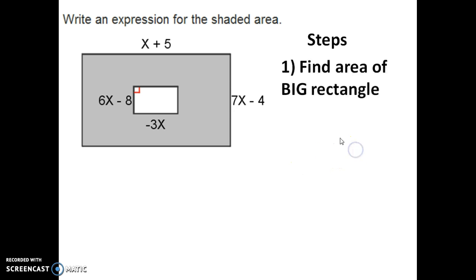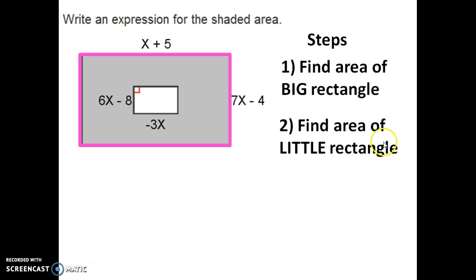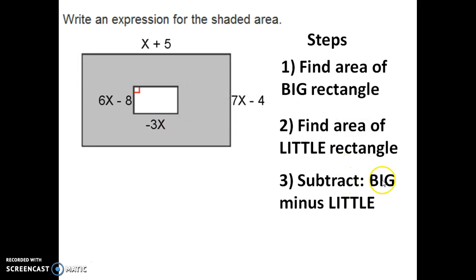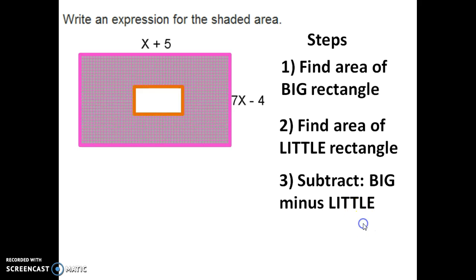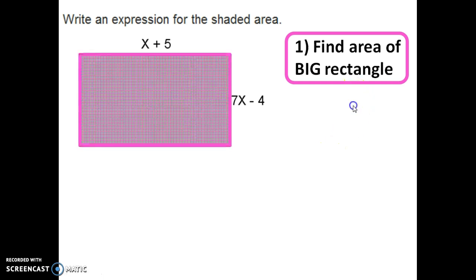So our first step is going to be to find the area of the big rectangle. And then we'll find the area of the little rectangle. So this is our area of the little rectangle, and then we can subtract big minus little. So if we take the big rectangle and subtract the area of this little rectangle that's cut out, we will have the area of what is left. So big minus little gives us the area that we have left. So step 1 is going to be to find the area of the big rectangle.